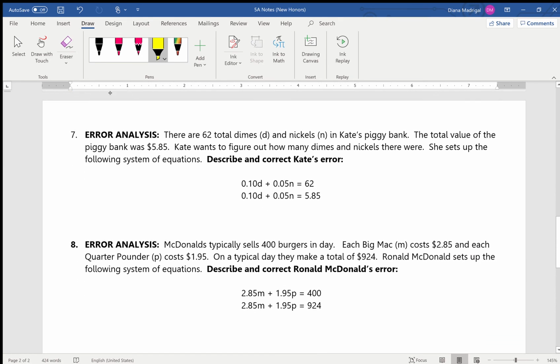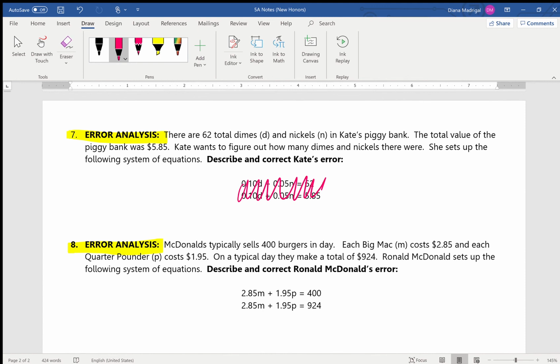Again, these 7 and 8 are error analysis. That means that there's a mistake. This is the work and there's a mistake. You need to figure out what is the mistake, okay? Like I've told you so many times for these problems, pretend like the work is not there. Do it yourself and then compare your answers. You're going to find the mistake right away. Okay, so let's try it.